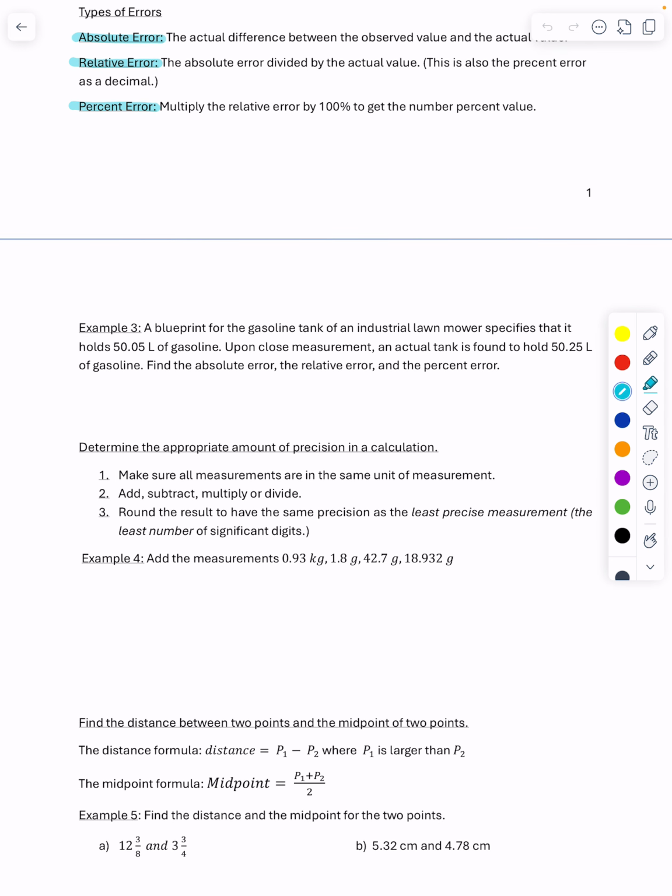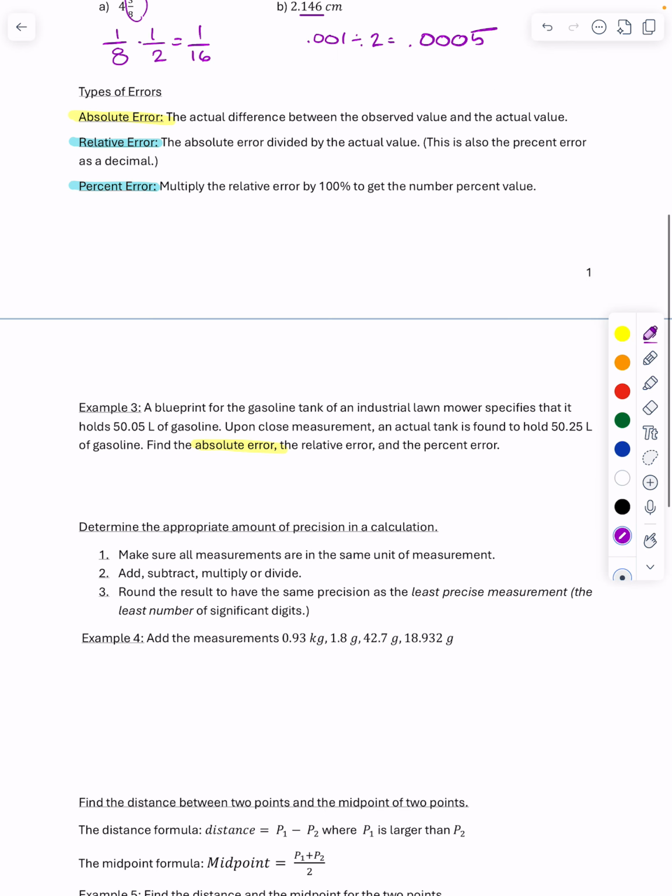So I am going to change up colors here so I can color code these for you. So our absolute error, difference always means we're subtracting. Anytime you see the word difference, we want the difference between the two numbers. We figure that out by subtracting.